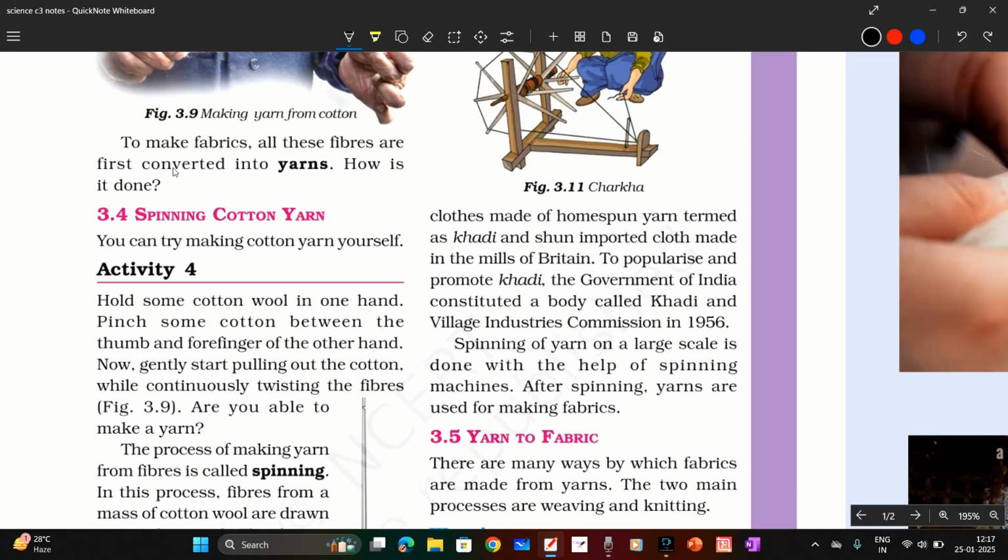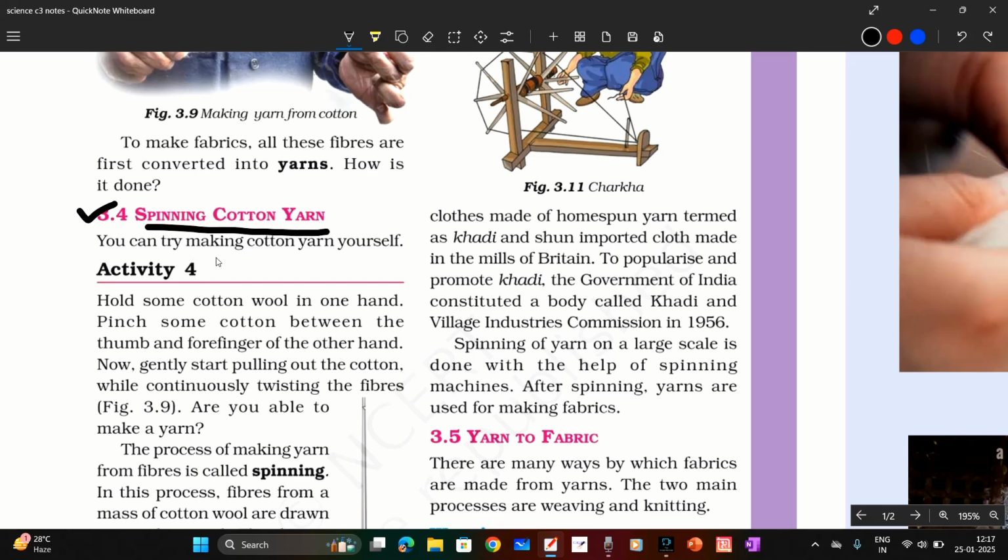Today's class is about fibres, and how all these fibres are first converted into yarn. Earlier we saw how yarn is prepared, and today we are seeing how fibres are converted into yarn. Let's go. Here, 3.4, spinning cotton yarn. Today we are doing the spinning. We'll see here what spinning is.